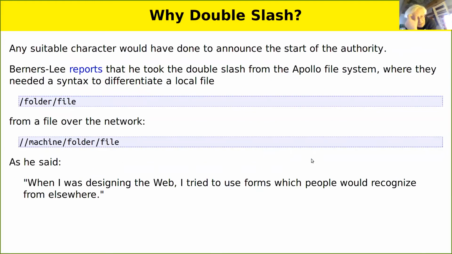Why double slash? Well, in fact, any suitable character would have done to announce the start of the authority. It didn't have to be a double slash. It didn't even have to be 2 characters. In an early design document, Tim Berners-Lee reported that he took the double slash from the Apollo file system, where they needed syntax to differentiate a local file, like /folder/file, from a file that's got over the network. And they used a double slash at the beginning to show that the next bit was the name of the machine. What Tim Berners-Lee said was, when I was designing the web, I tried to use syntaxes which people would recognize from elsewhere, to make them familiar, I suppose.